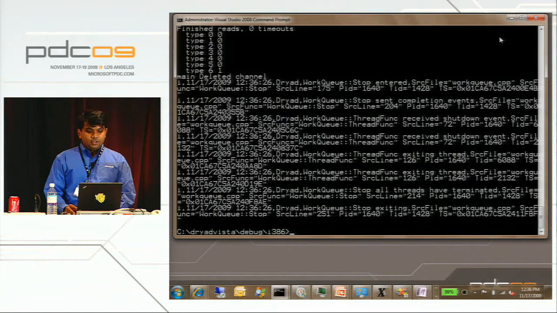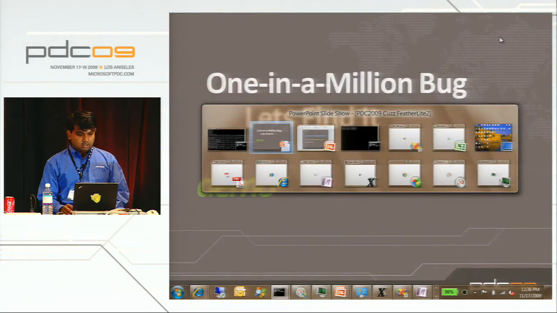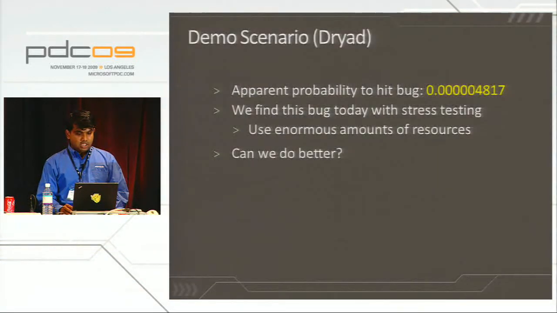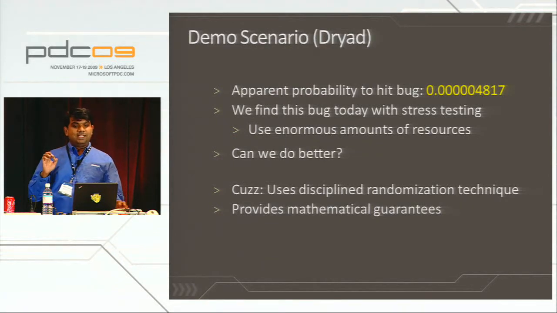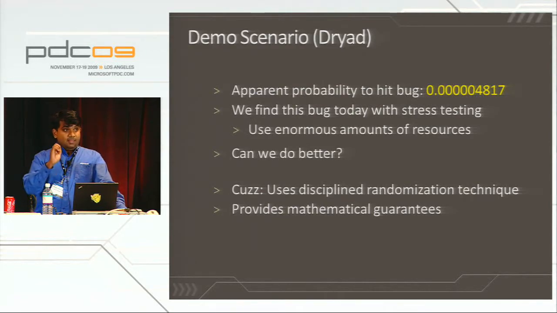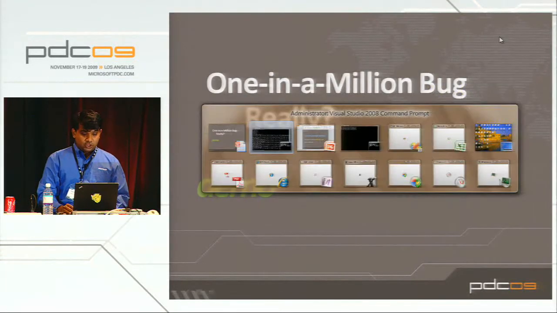Now, what I would do is attach Cuz to this program. So I just want to say that we can do better, and what we can do is attach Cuz to the same test. The important thing I want you to remember is that we can actually give mathematical guarantees. When you run the program with Cuz, I can give you a probability saying that I'm going to find this bug with a probability of 1 in 100, and I'll actually demonstrate that.